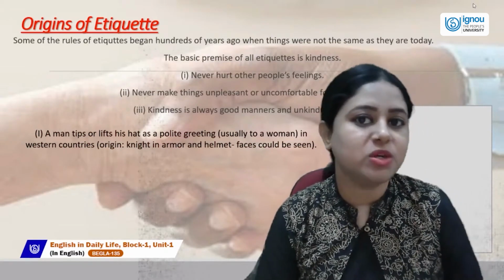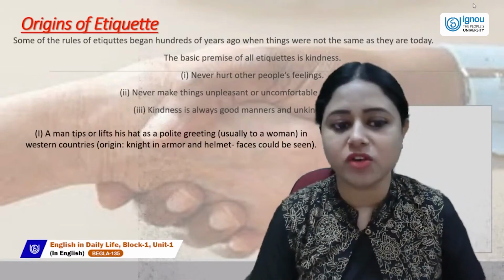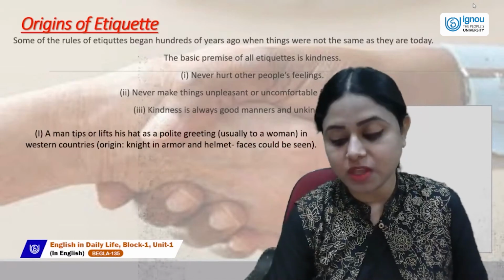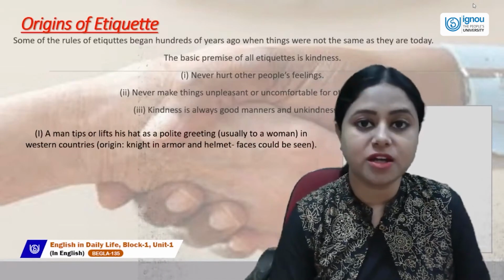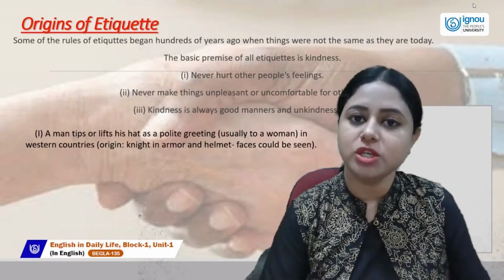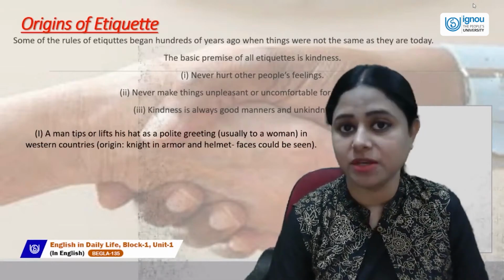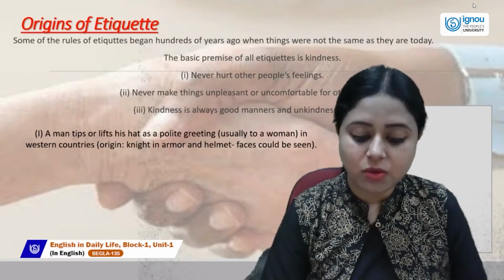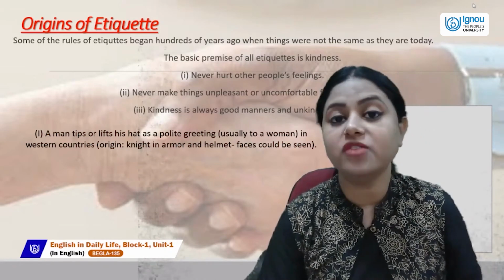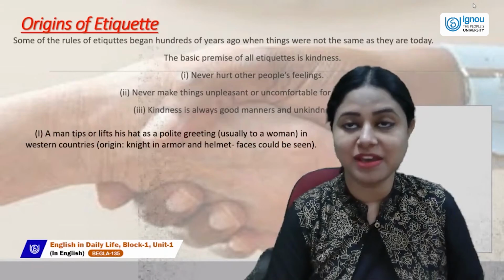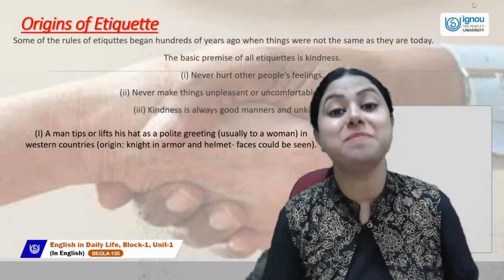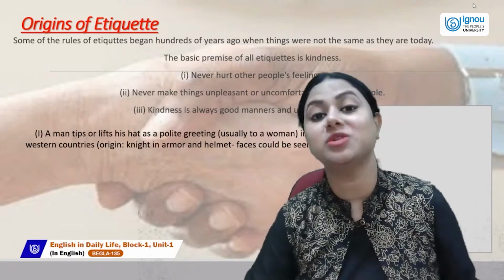So, what was the origin of this behavior? This is very interesting again. The origin was the knight in armor. You know, earlier there were knights in armor. You must have heard the phrase knight in shining armor. They used to wear a certain armor, and there was a helmet on their face. Now they needed to take off their helmet so that their faces could be seen. So from there, this was the origin of this tipping of the hat, which continued over time.